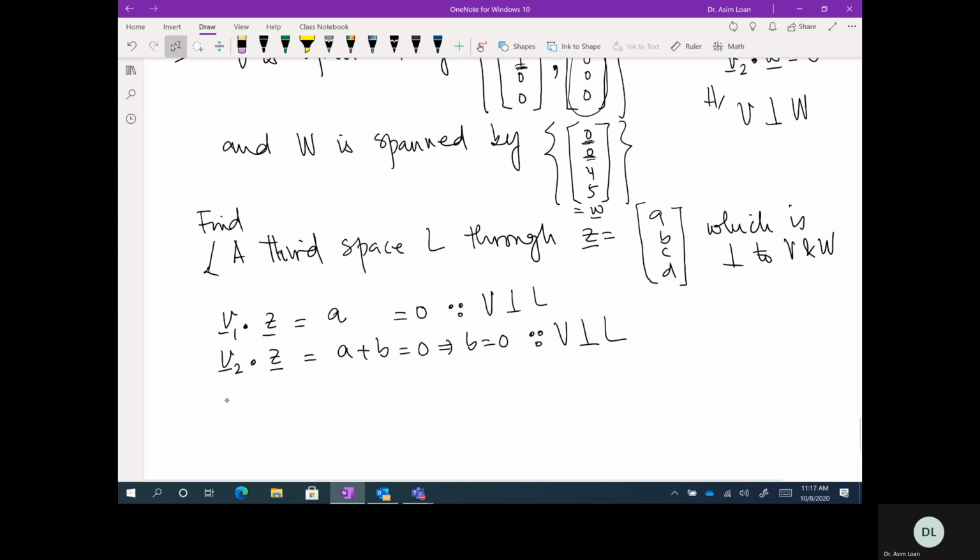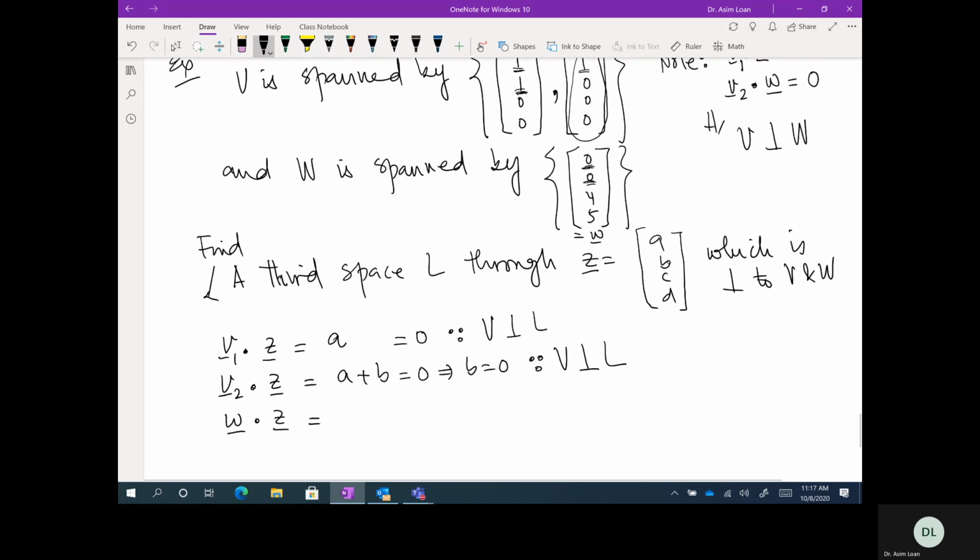And finally, if I compute W dot Z, A and B make no contribution. So we have 4C plus 5D equals 0. This implies C is equal to minus 5 and D is equal to plus 4, or C is equal to plus 5 and D is equal to minus 4, it doesn't make a difference, because W is orthogonal to L.